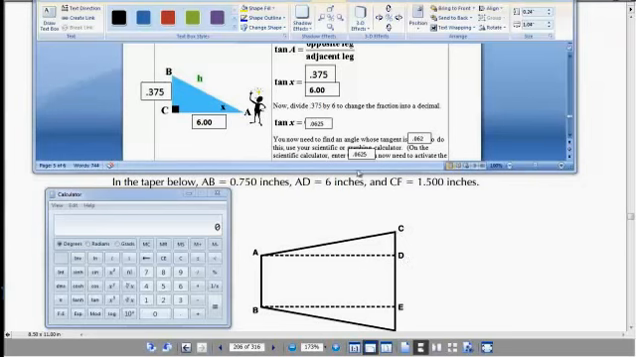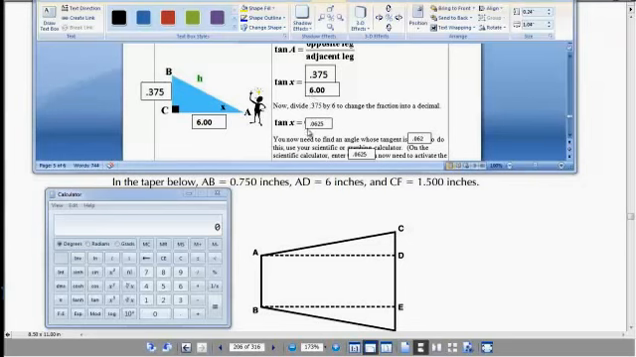So this is the opposite side. This is the adjacent side. So the opposite side goes on the top, and the adjacent side, the 6 inches, goes on the bottom. Now you take 0.375 thousandths and you divide it by 6, because that's what that says to do.